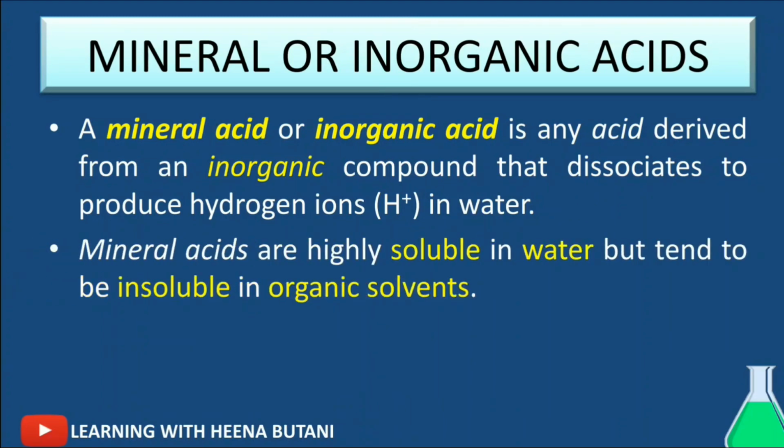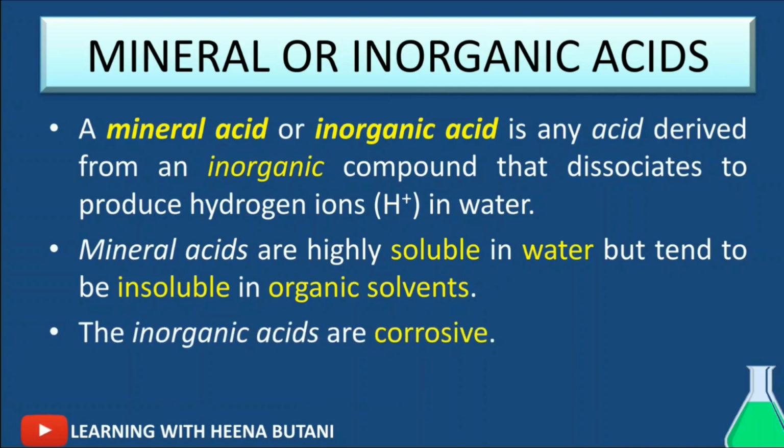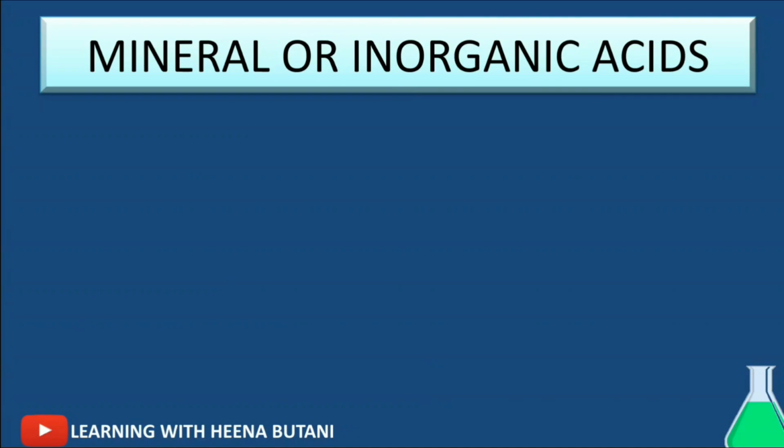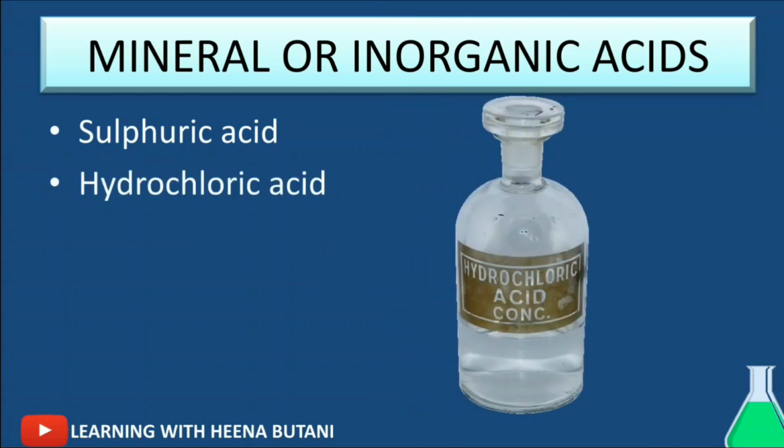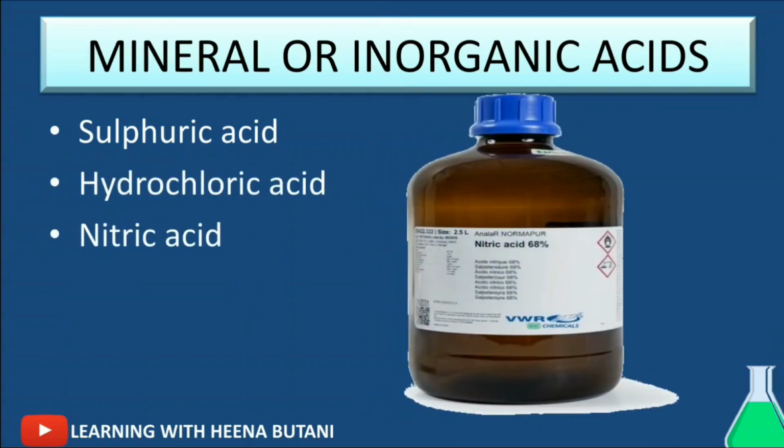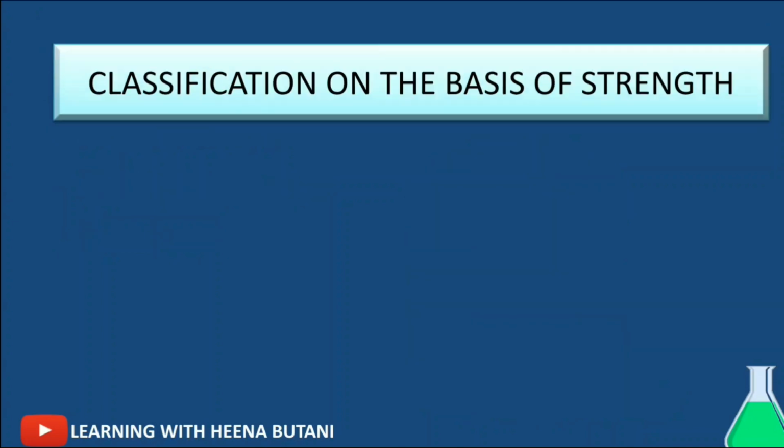Mineral acids are highly soluble in water but tend to be insoluble in organic solvents. The inorganic acids are corrosive, means what? They corrode metal surface easily. Examples of mineral or inorganic acids are sulfuric acid, hydrochloric acid and nitric acid.